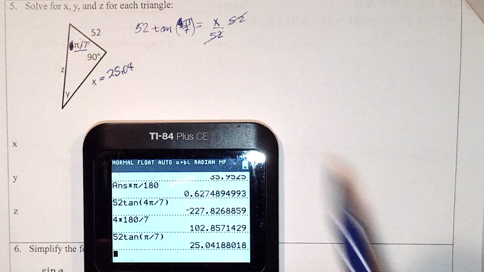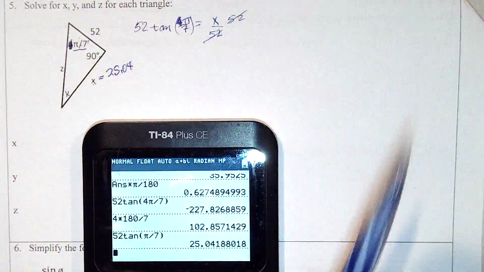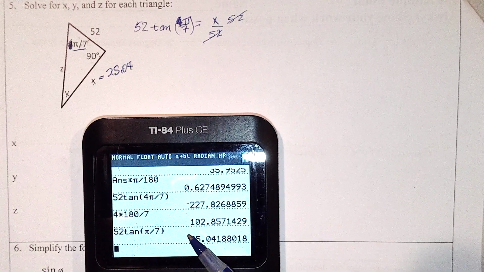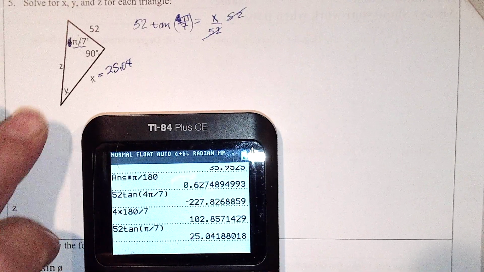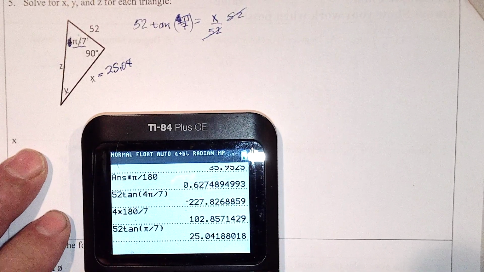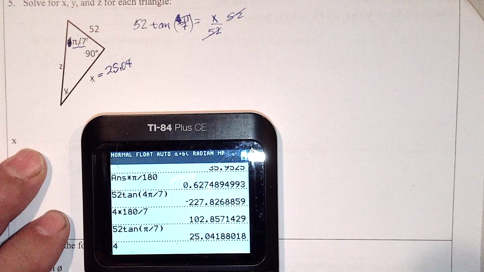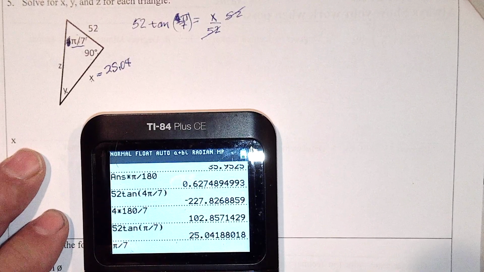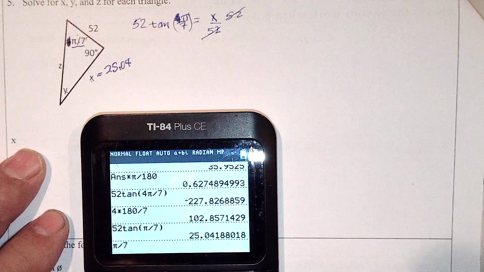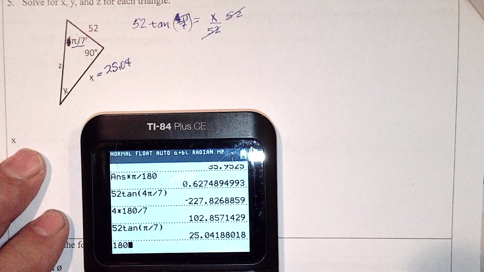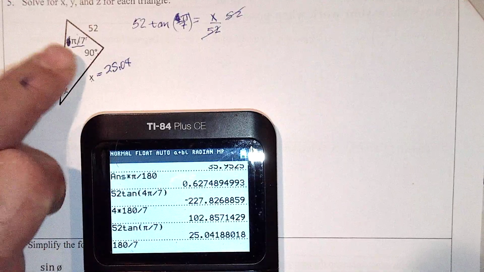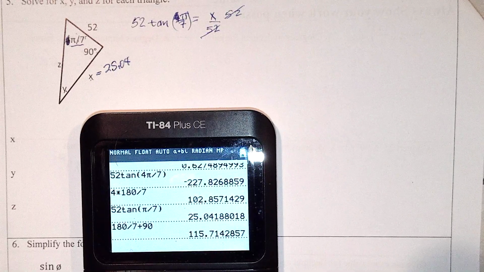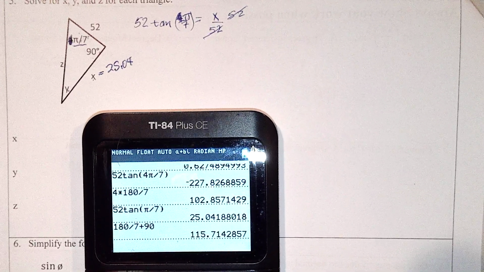Okay, and this angle y would be, well, since I figured, let's see, I could do pi divided by 7. Let's make it 180 divided by 7. That's this angle in degrees plus 90. Take that away from 180.